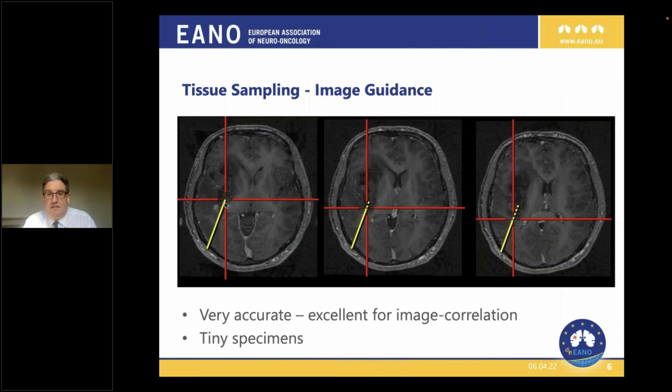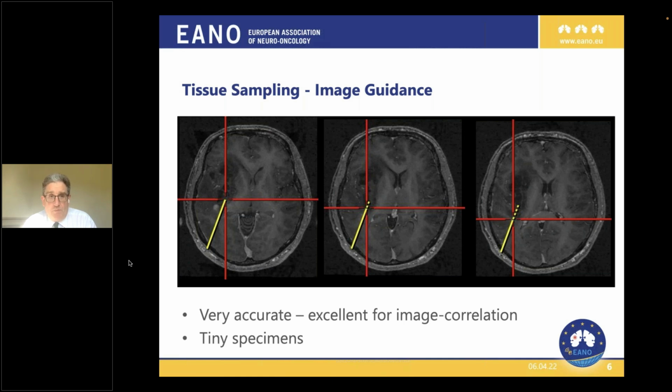We do image guidance and image guided biopsies a fair bit. And there are some studies where you will do this before opening up into a craniotomy and resecting a tumour. And this is an example from a study we did some years ago, just a screenshot, that we can get very accurate biopsies using this technique. And it is very good for image tissue correlations.